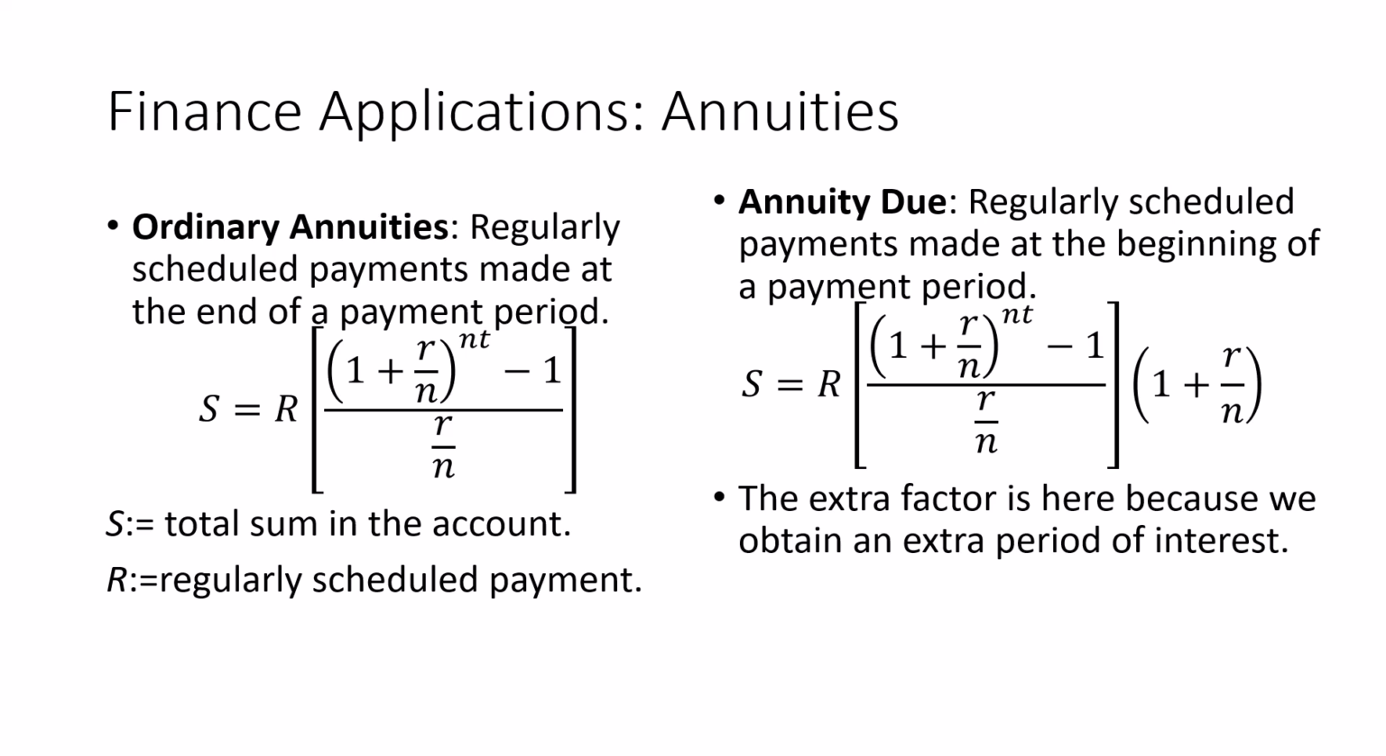So the annuity due has that extra factor because you pay at the beginning of the period, whereas ordinary annuities are made at the end. The payments are made at the end of the period.